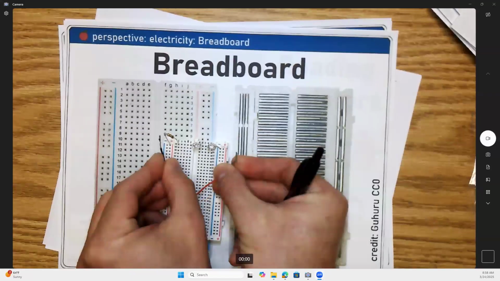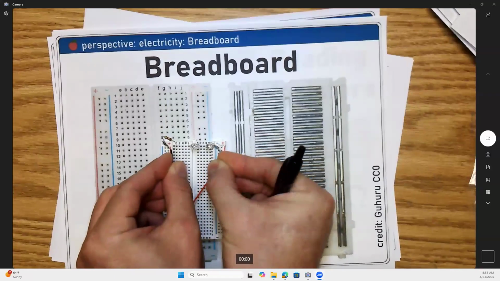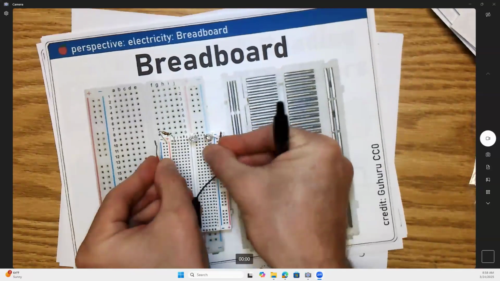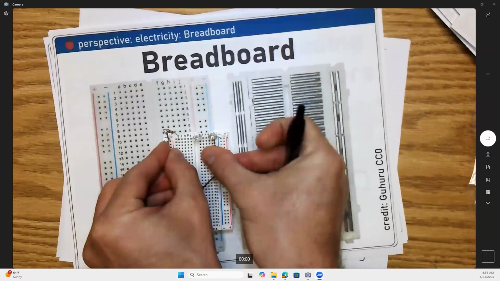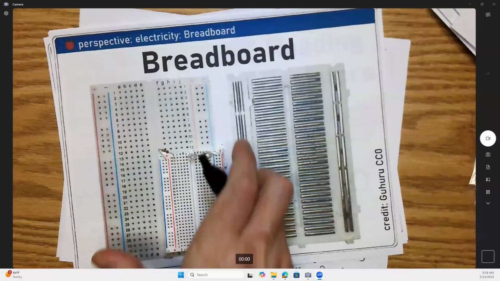Now remember, is it this way? It only flows one way. No, it must have been the other way. Try it the other way. LEDs, the electricity can only go through one way. They're polarized, so it's got to be. Aha, there it is. Look at that. You guys see it lit up? All right, we created a basic circuit.